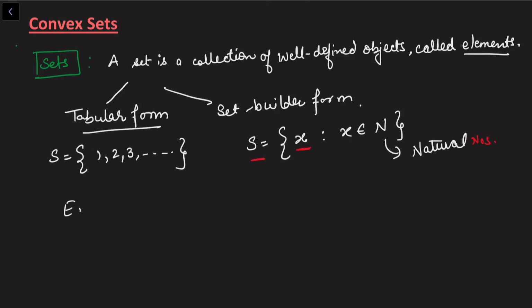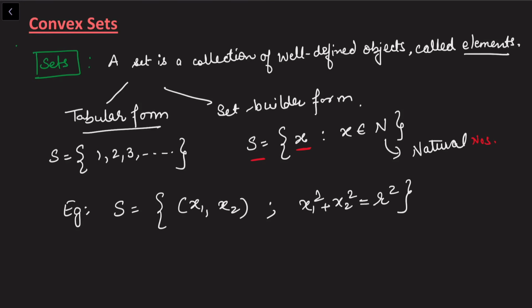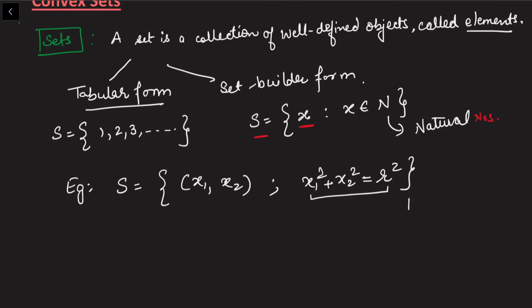In this way, we can also take another example of a set. Let me consider a circle. For this circle, I may take the 2 points x1, x2 such that x1 square plus x2 square is equal to r square, where r is the radius of the circle. So this is the circle that has the center at origin 0, 0 and the radius is equal to r. Say for example, this is the distance r.